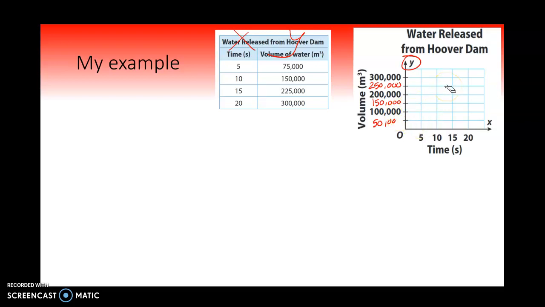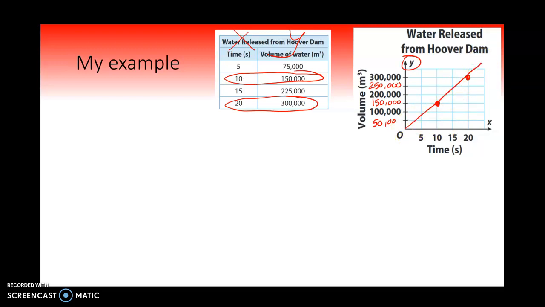Let's skip that. It looks like I can graph this one, and I can't graph that 225, so I'm also going to graph this one. Remember, all we need is 2 dots to be able to graph. So I'm going to start at 0, go to 10, and then go up to 150,000, make a dot. Then for the other one, I'm going to go to 20, up to 300,000, make a dot. Then I'm going to connect my dots, and it looks like it goes through 0.